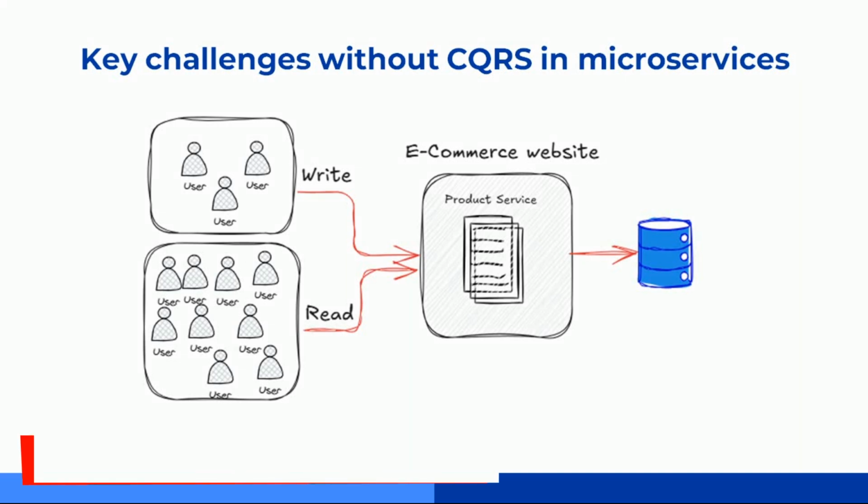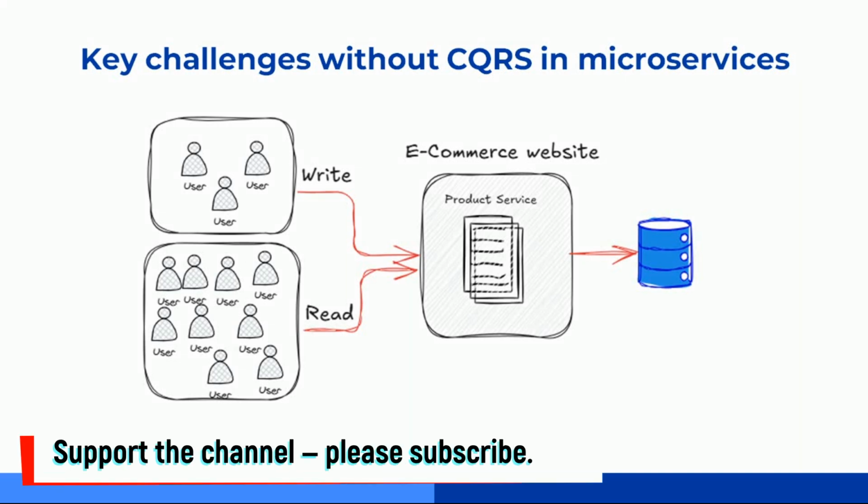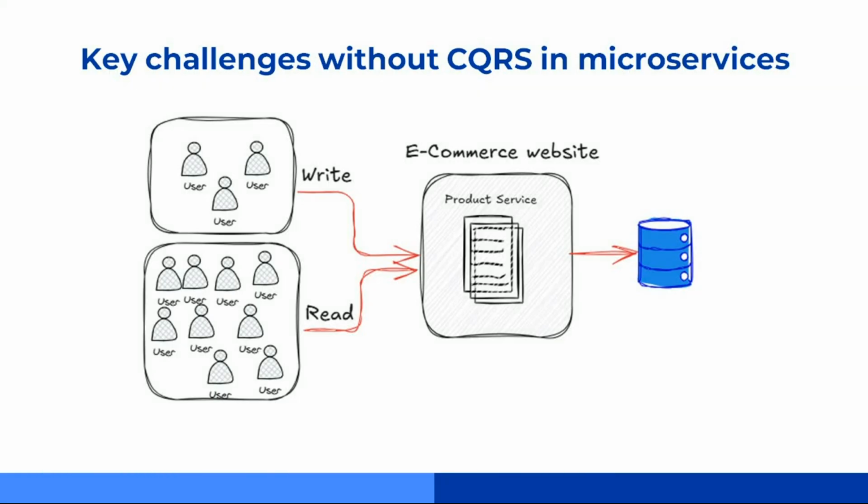By separating read operations and write operations, we can scale and optimize each side independently. Think about Facebook. Millions of users are online every single second. When you open Facebook, you're mostly scrolling through your news feed. That's a read-heavy operation. You're reading posts, pictures, comments, likes. Millions of users are doing this at the same time.